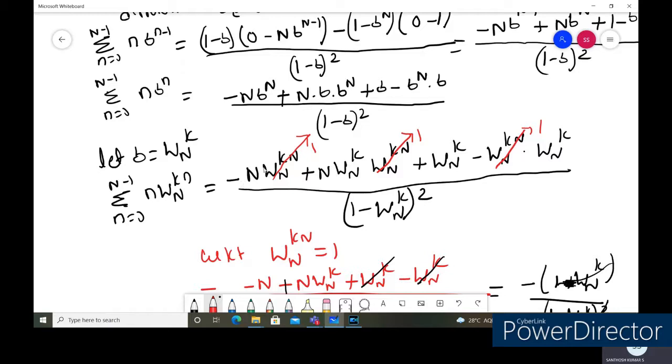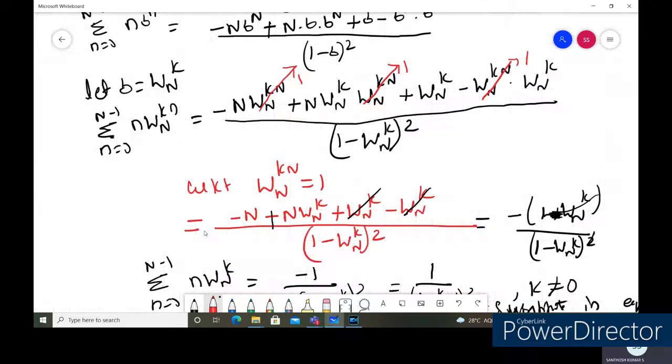The remaining thing is minus n into plus n into omega n to the power of k plus omega n to the power of k, and these terms will get cancelled. So here we'll get minus n plus n into these terms. So omega n to the power of k and minus omega n to the power of k, both will get cancelled. The remaining quantities, if I take minus n common, it is 1 minus omega n to the power of k divided by 1 minus omega n to the power of k the whole square. So the square and these terms will get cancelled.